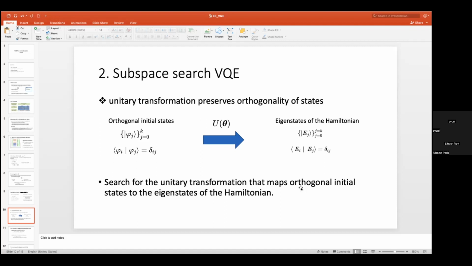Let's say we have k initial orthogonal states, and we have the Hamiltonian operator, and we have k eigenstates of the Hamiltonian. So the problem here is to search for a certain unitary transformation that maps these k initial orthogonal states into the eigenstates of the Hamiltonian, which are also orthogonal. So the problem is to find a proper setting that is suitable for searching this unitary transformation.